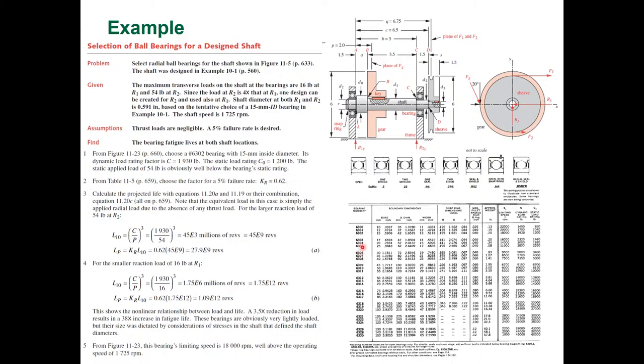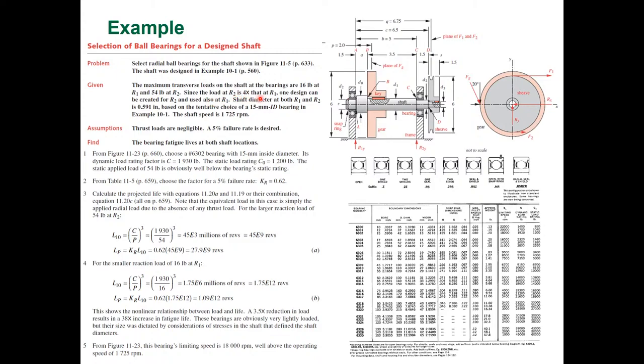This is an example from a problem that was done in chapter 10, chapter 11. We're told that we have transverse loads here, through these reaction loads, R1Y and R2Y. Obviously, this is going to make it from the shaft through the bearings into this structure. We're told that the transverse loads are 16 pounds at R1. So there's 16 pounds here in transverse load, and then there's 54 pounds over here.